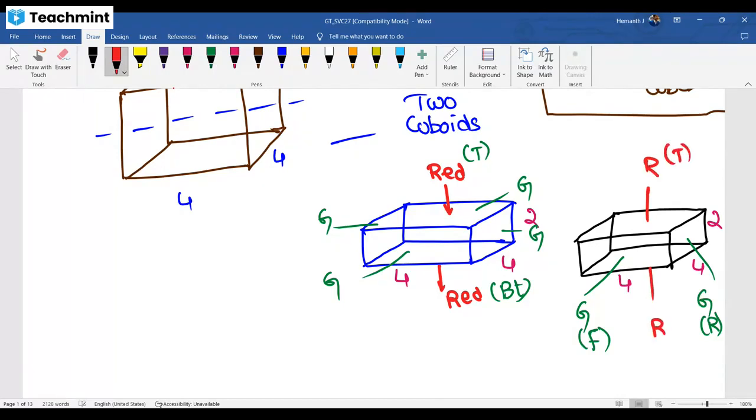Red in left side, red in back side as well. Remaining all you have to paint red. Okay, superb. You are done with that.